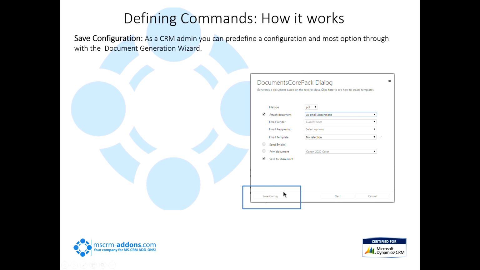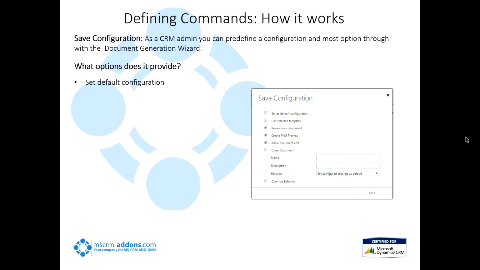Basically we have this nice little Save Config button down here for the CRM admins. What that allows you to do is, say for example, if we set up a configuration, we can set that as the default configuration. So basically when your users click the Create Document button, that is the configuration that it's going to use. They're not going to have to choose anything. That's just going to be exactly what happens when they click that button.